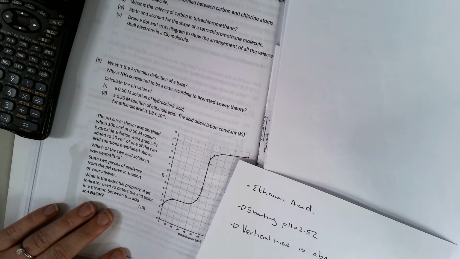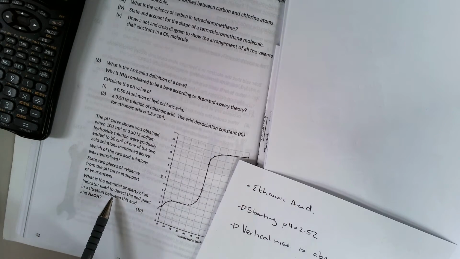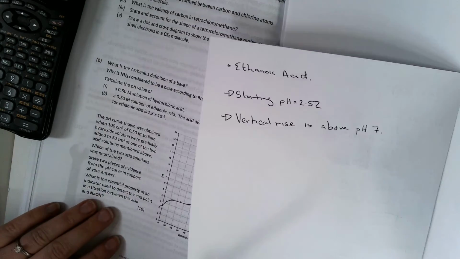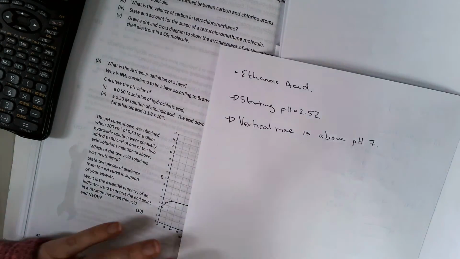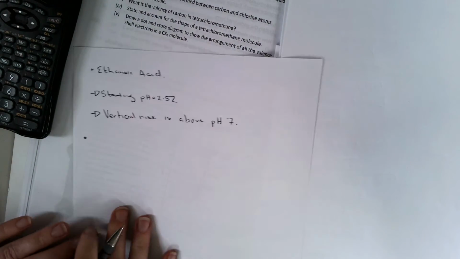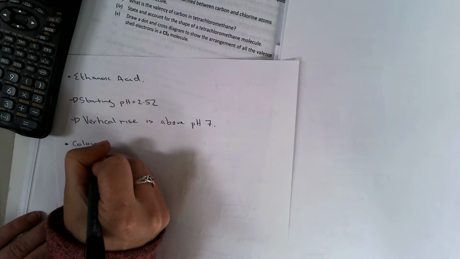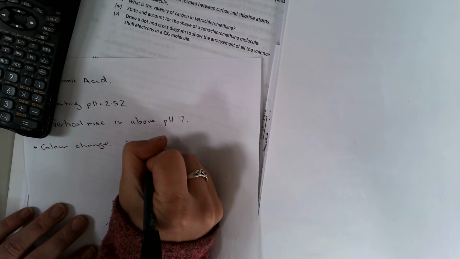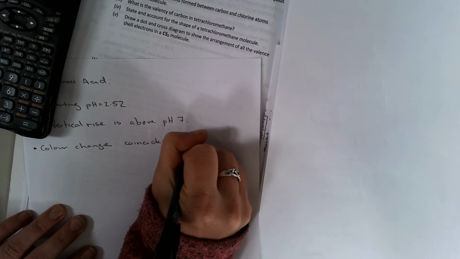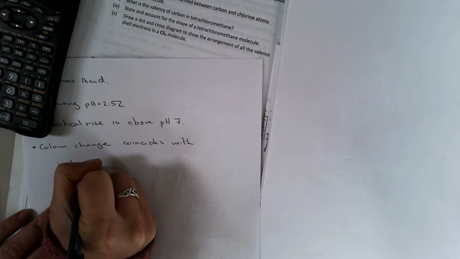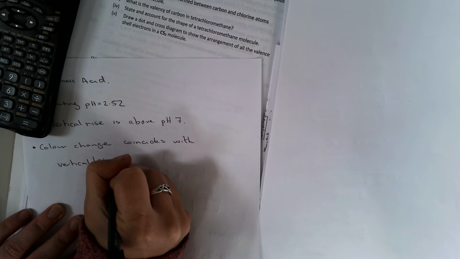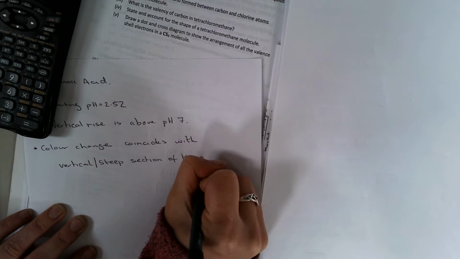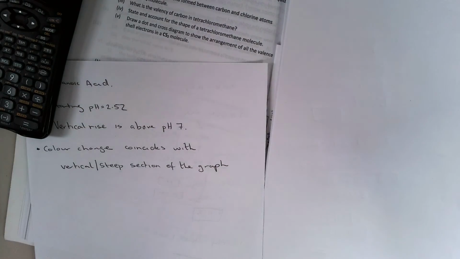And the next thing then is: what is the essential property of an indicator used to detect the endpoint in a titration between this acid? The biggest reason why any indicator works is because the colour change works within that range. So you'll have a colour change that coincides with the vertical section or steep section of the graph. And that is the answer to that question.